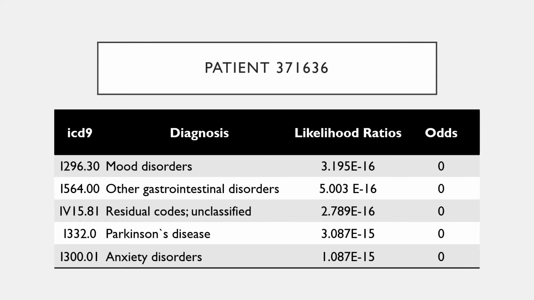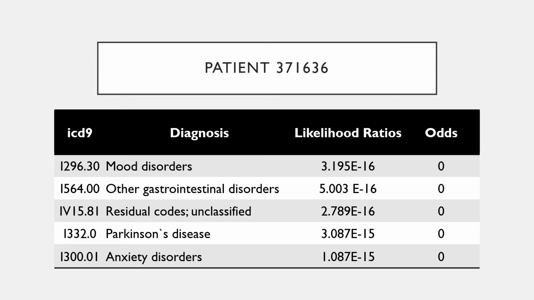This is an example of patient 371636 that has 5 diagnoses in their file. As you can see, these are the different diagnoses that they have and the likelihood ratios associated with these diagnoses, and you can see they are very small numbers, really close to 0. That's why the odds of getting diabetes is 0 from my calculations.